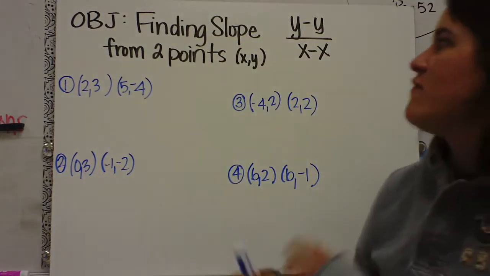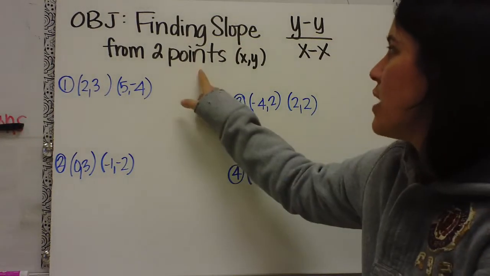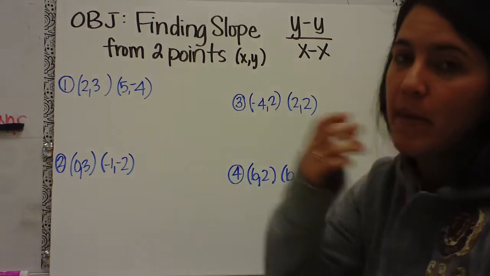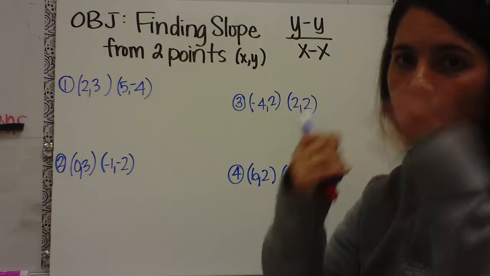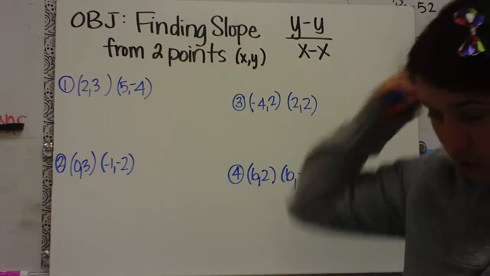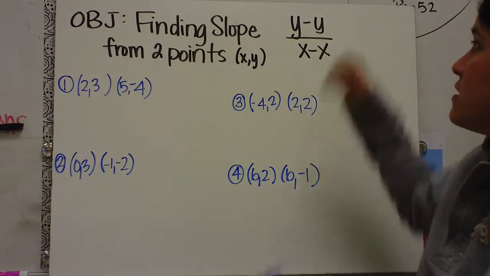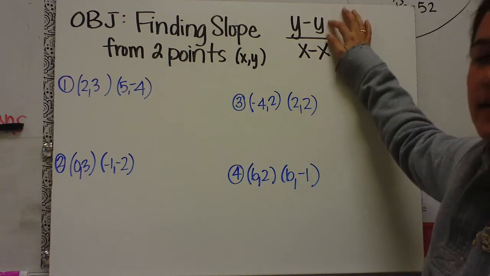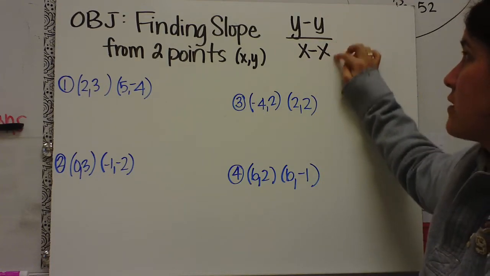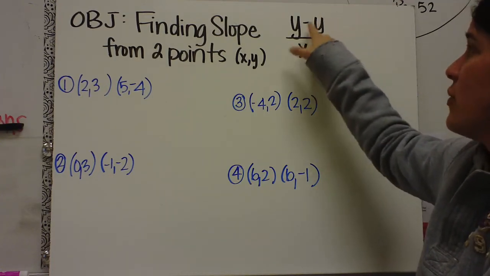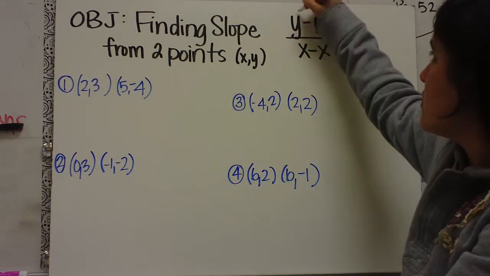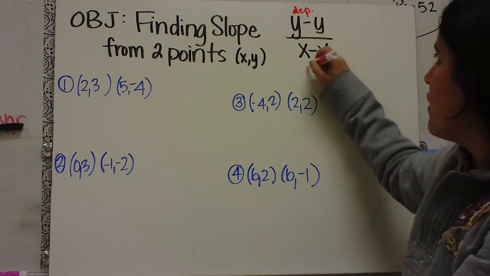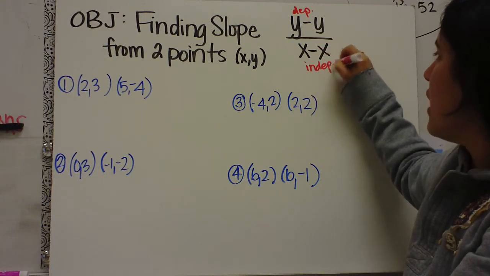So today's objective is finding slope from 2 points. If you have 2 points, remember in a point, the first number is x and the second number is y. And to find the slope with 2 points, here's your formula: y minus y over x minus x. And so the dependent goes on top. Remember, your y values are your dependent, and your independent values go on bottom.